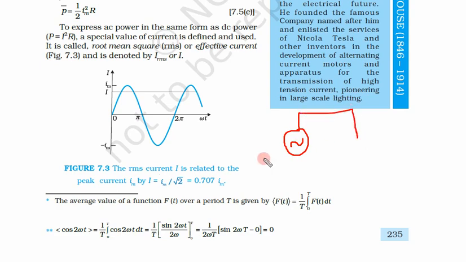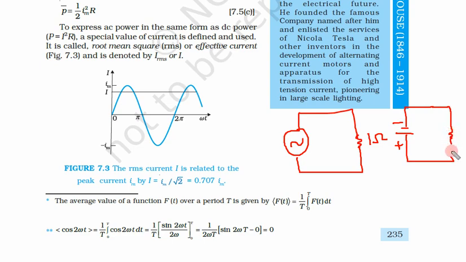This is AC and this is some resistance R. Let me say this resistance is 1 ohm. And here I am connecting it to some DC power supply. This is negative, this is positive, and this again is a resistance of 1 ohm. Now they are saying in this AC circuit the maximum current is 10 ampere.